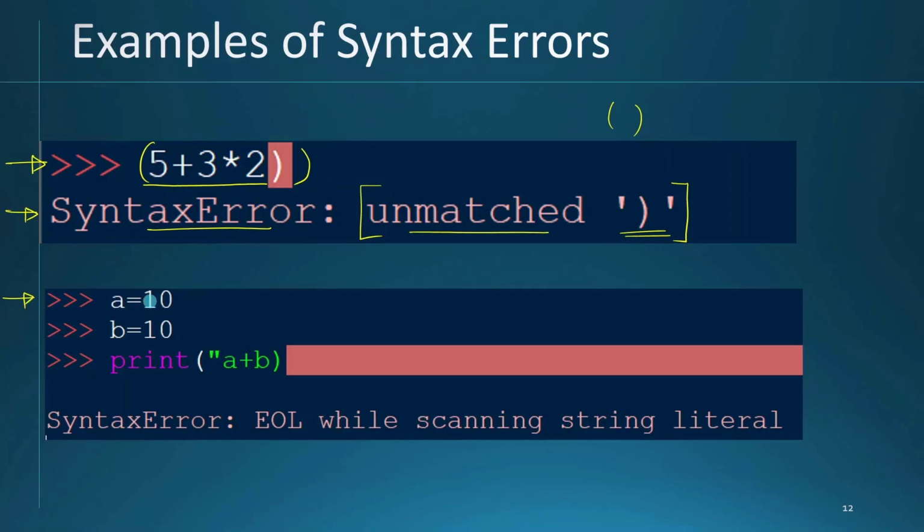Now in the second example, you can see I have loaded 10 to A and 10 to B, and after that I am trying to print the value of A plus B, but unnecessarily I used a quote over here. So now this will give a syntax error, EOL, that is end of line while scanning string literal. Once you read this, you may not understand what it means, but once you start coding, you will get to know the meaning of each error. So the Python interpreter is saying it has seen a quote, so inside it expects a big line because that's a string.